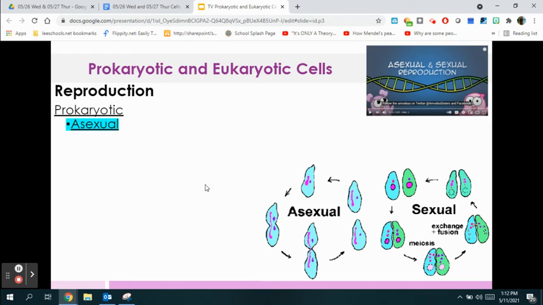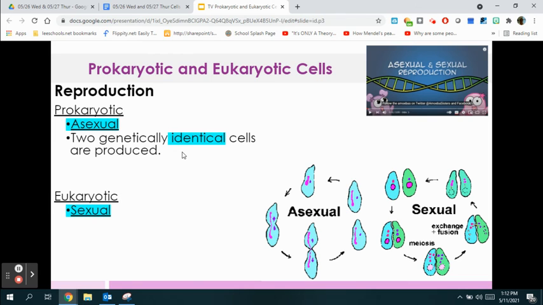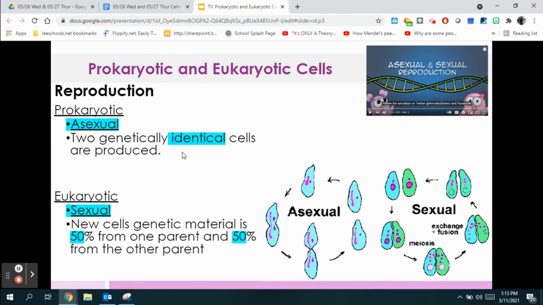Reproduction. Prokaryotic is asexual. They end up with two genetically identical cells. Eukaryotic is sexual, and the new cell's genetic material is 50% from one parent and 50% from the other.